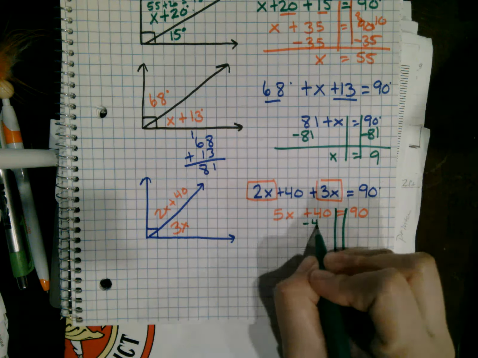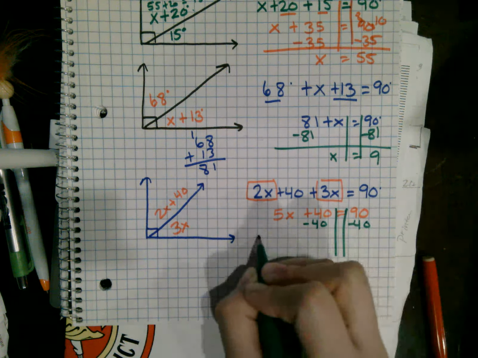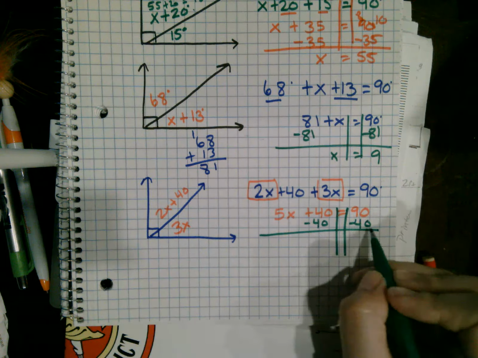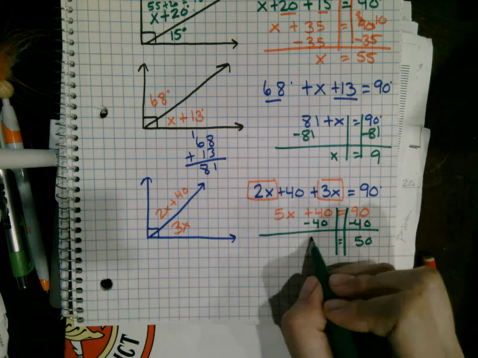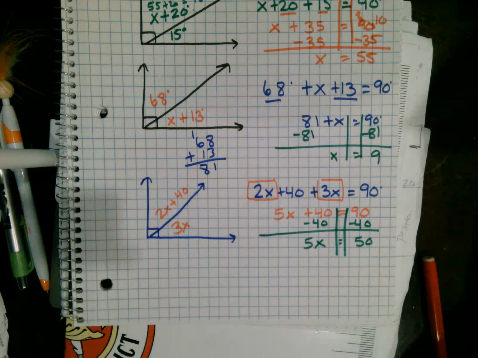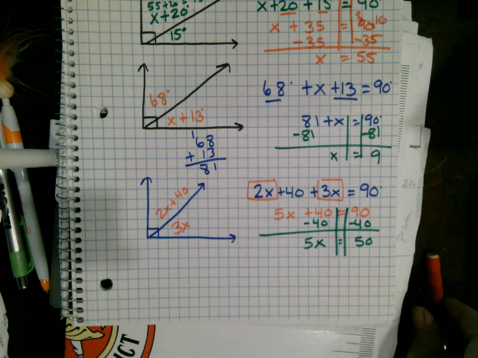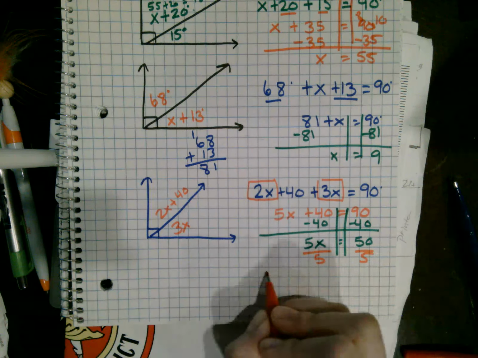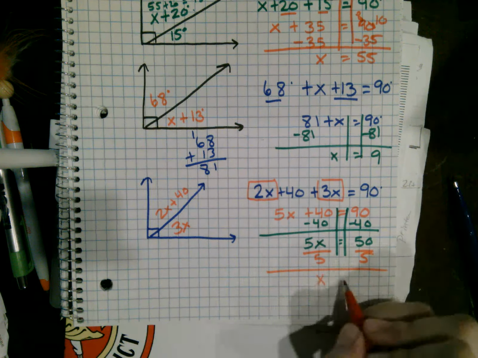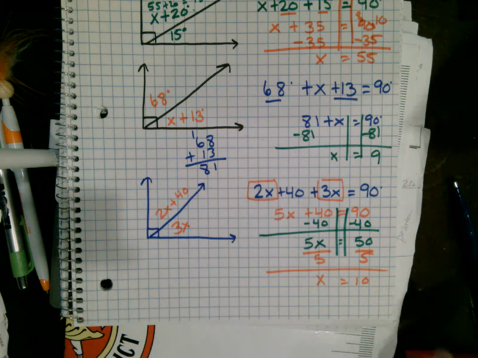So we're going to subtract 40, subtract 40. So 90 minus 40 is 50, is equal to, we drop this down, 5x. Okay. How do I get rid of that 5? That's right. We're going to divide by 5 on both sides. x equals 10.